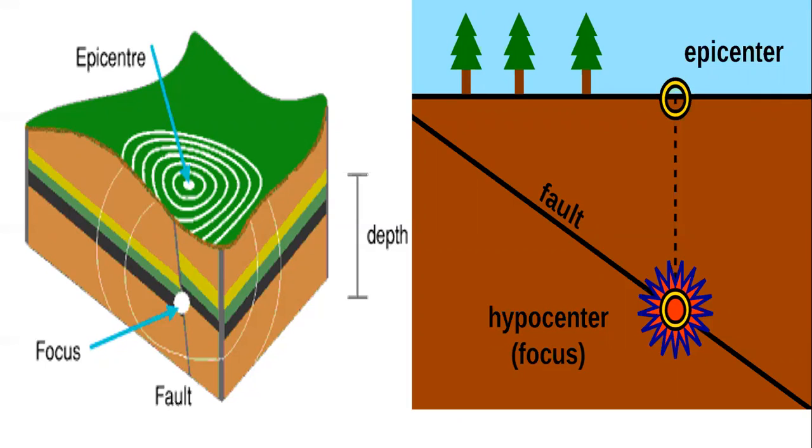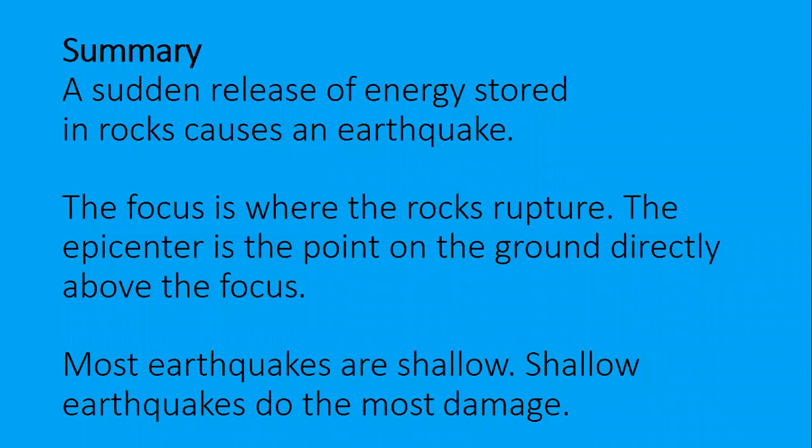The focus of an earthquake is where the ground breaks. The epicenter is the point at the surface just above the focus. In summary, a sudden release of energy stored in rocks causes an earthquake. The focus is where the rocks rupture. The epicenter is the point on the ground directly above the focus. And most earthquakes are shallow. Shallow earthquakes do the most damage.